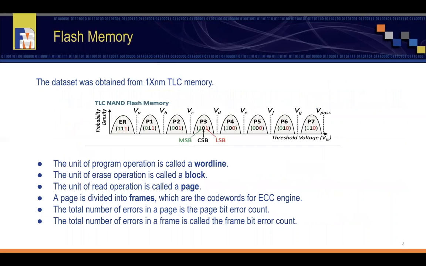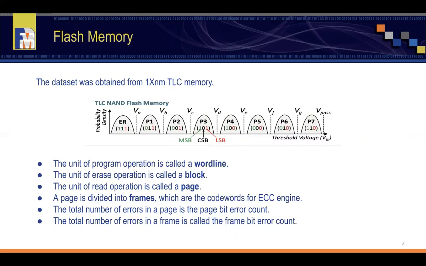So the flash memory that we've used in this current work is a 1x nanometer 3-level cell memory, commonly known as a TLC memory. The figure represents the different states a TLC memory can be programmed to. A single cell in a TLC memory stores 3 bits of information.